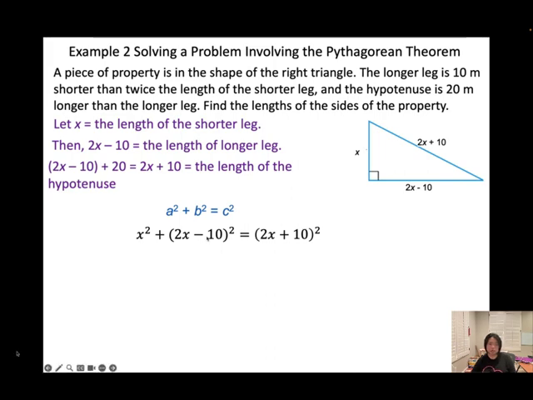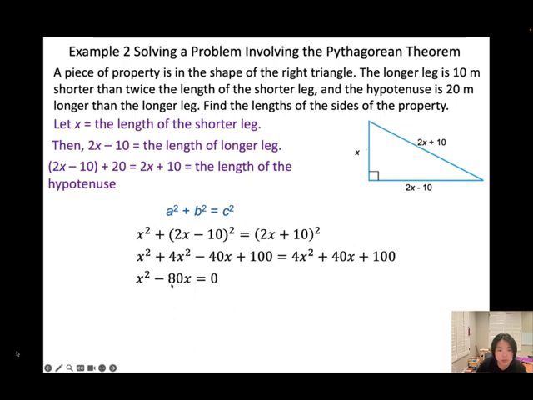This one I want you to distribute by yourself: 2x minus 10 times 2x minus 10. Or you can use the (a minus b) squared formula. You should get this. And then combine the like terms. I only have x squared minus 80x equal to 0.